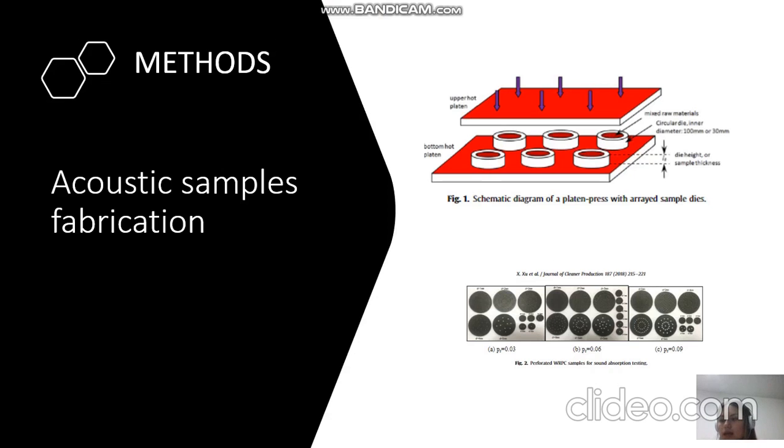The methods: acoustic sample fabrication. Rubber granules and pellets were fully blended at the reported mass ratio of 40, 18, and 42% with 5% coupling agent based on overall weight in the literature, following the program's parameters. The mixed raw materials were directly molded and pressed into 5 millimeter thick acoustic test samples.